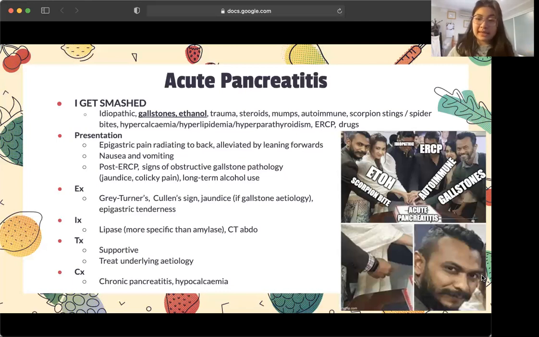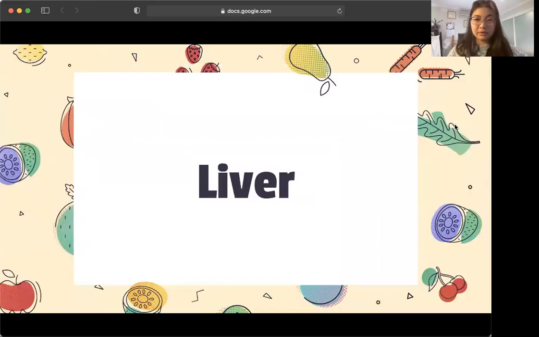If you are asked what investigation you want to do and it's acute pancreatitis, don't go for imaging first. You want to get lipase. That's more specific than amylase. So you might see lipase and amylase. If those two are your options, pick the lipase because it's more specific. You can also do a CT abdo to characterize the inflammation and everything. Treatment is mainly supportive, or grabbing out the gallstones if that's what's causing it.